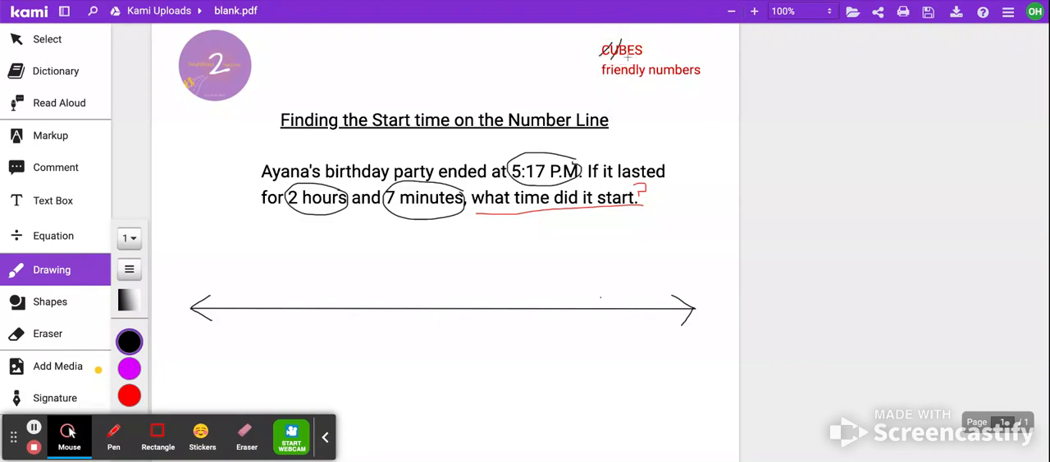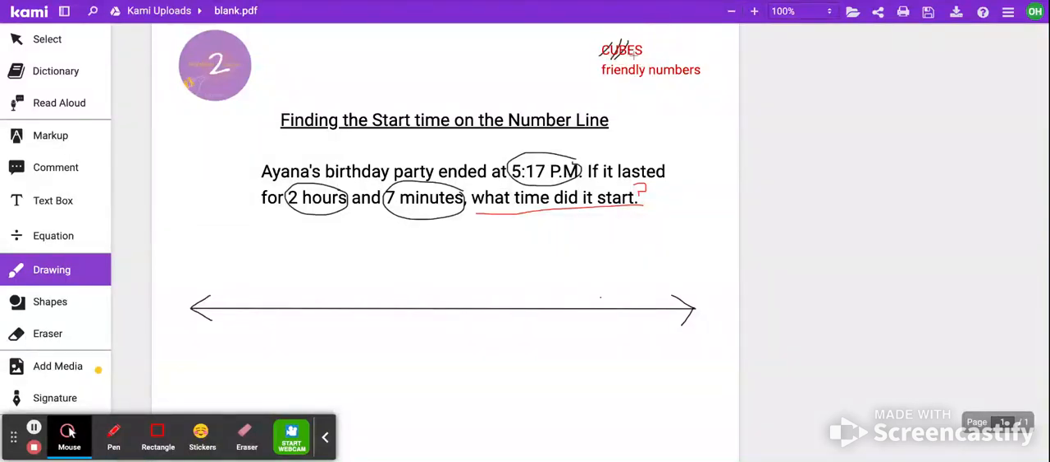Next up is B. B stands for box the action words. I'm going to read this again to see if I see any words that actually tell me to do something in particular. Ayana's birthday party ended at 5:17 p.m. If it lasted for 2 hours and 7 minutes, what time did it start? Okay, so I don't see any action words in particular, such as somebody gave something away or somebody added something. So I'm going to go ahead and line through the B.